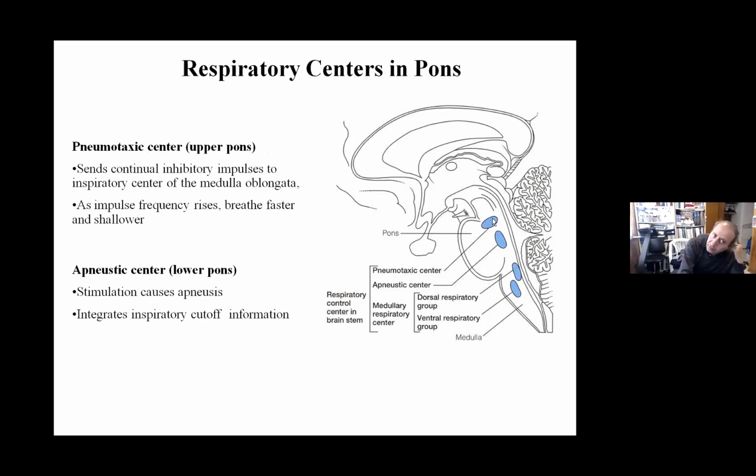Now the pons. We have the upper pons and the lower pons. The upper pons sends continual inhibitory impulses to the inspiration center in the medulla. That's why if we make a cut here, we have increased depth of inspiration. It's an inhibitory control. It prevents breathing from going too deep. So the function is to make breathing at higher frequency and shallower.